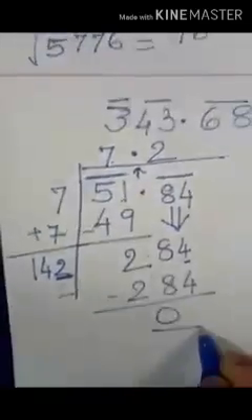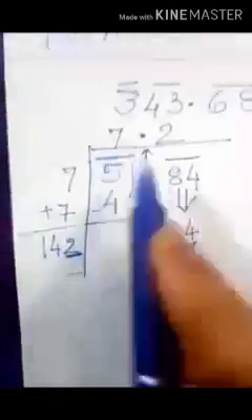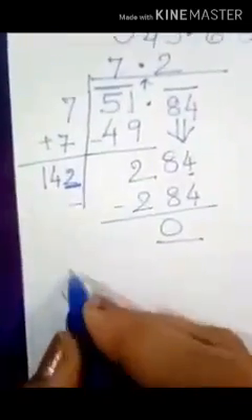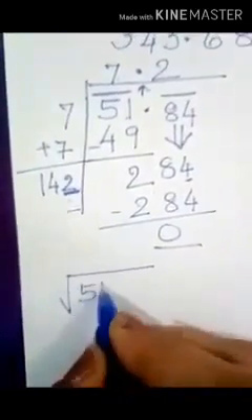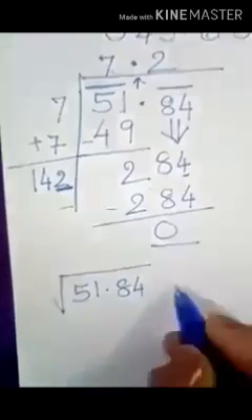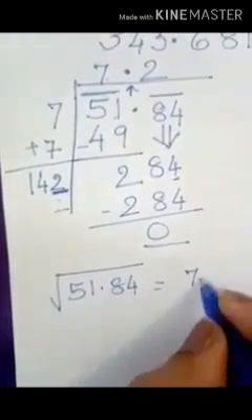This one is easy. Subtract, you are going to get 0. So I got my answer. What is the square root of the given number 51.84? It is 7.2.